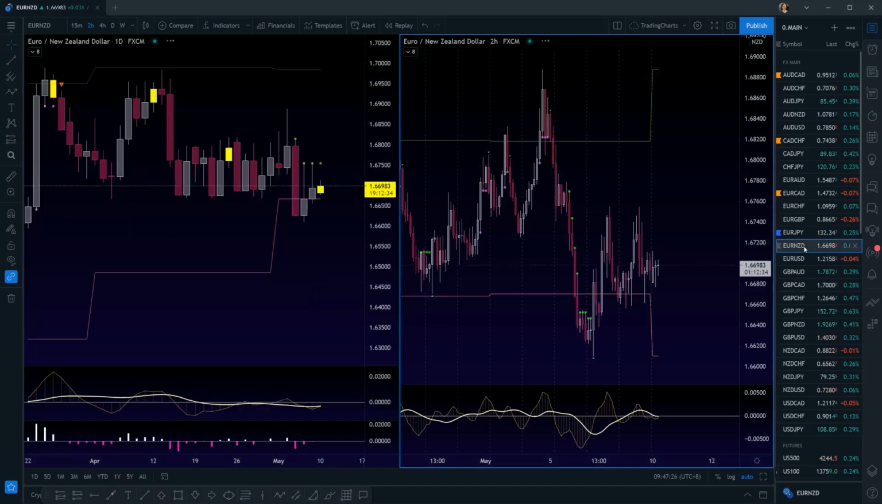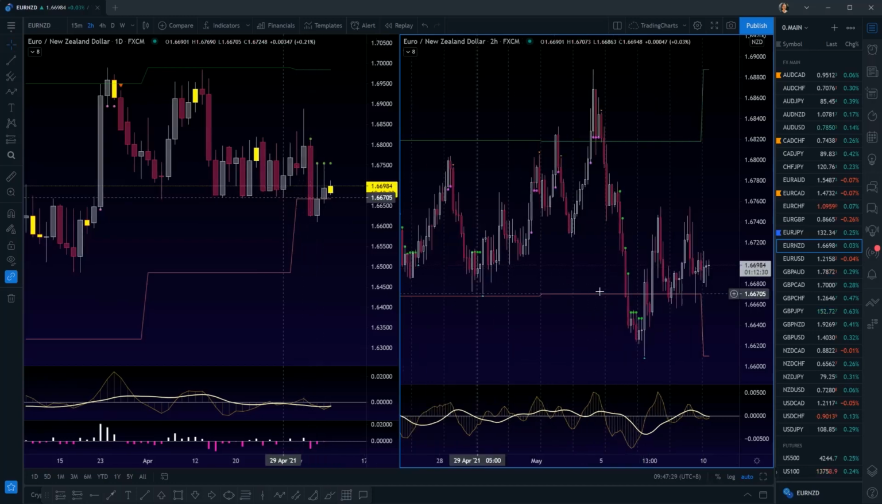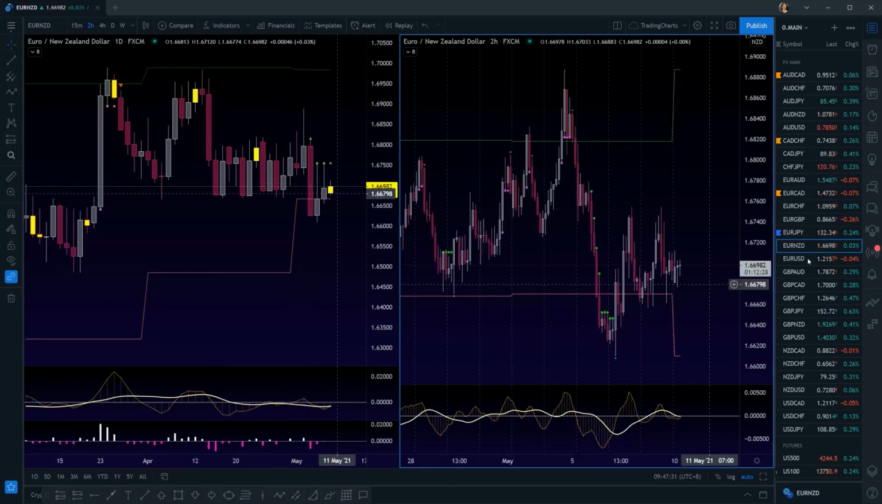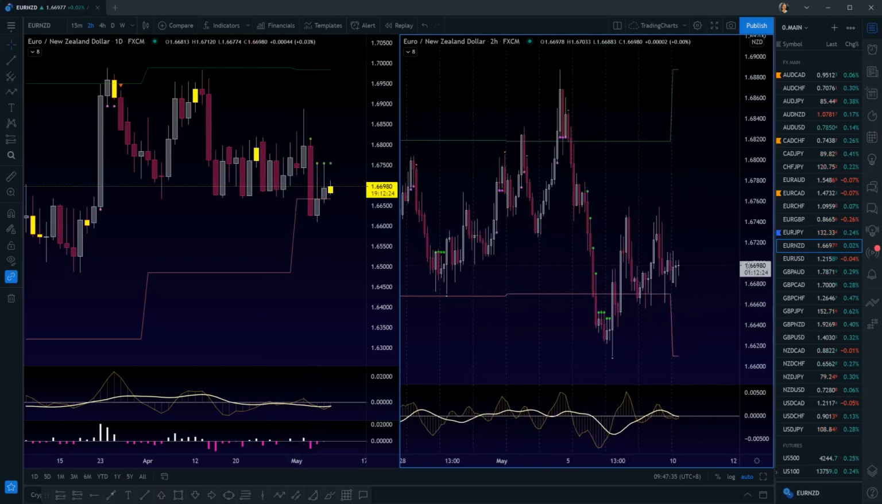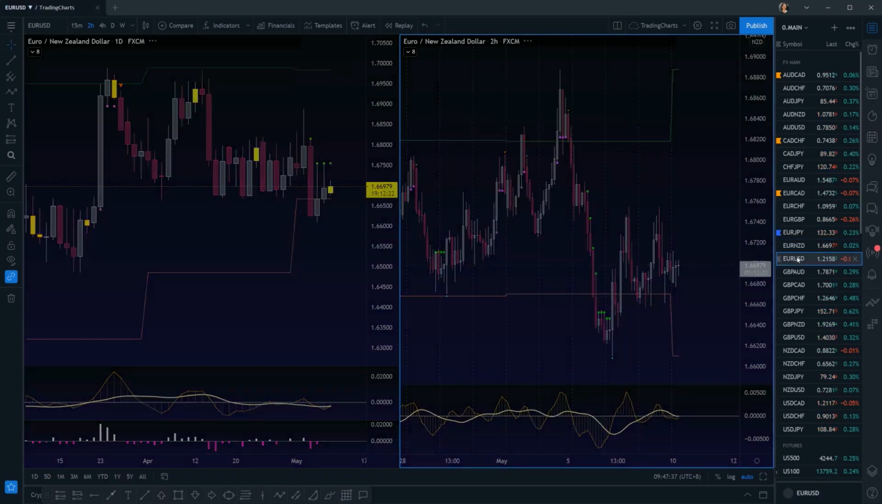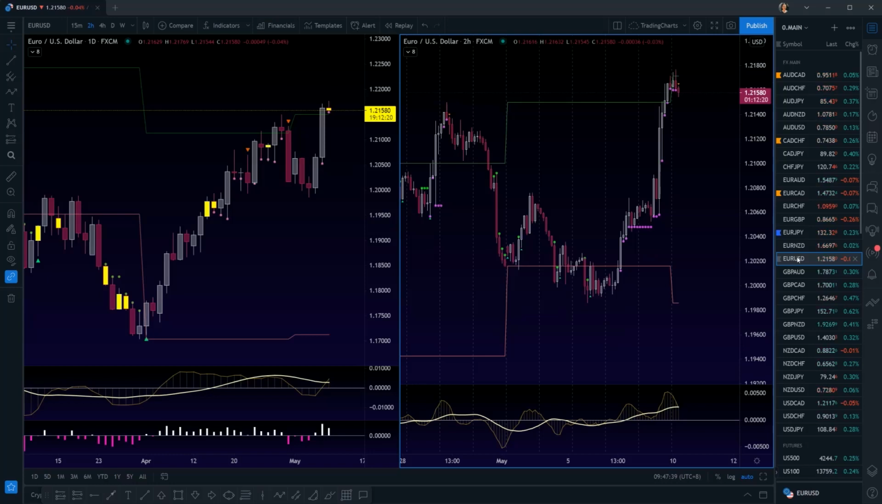Save. Euro, New Zealand dollar. This is a definite skip for me right now. Looking at this, it's just no edge in my strategy here. Let's go.